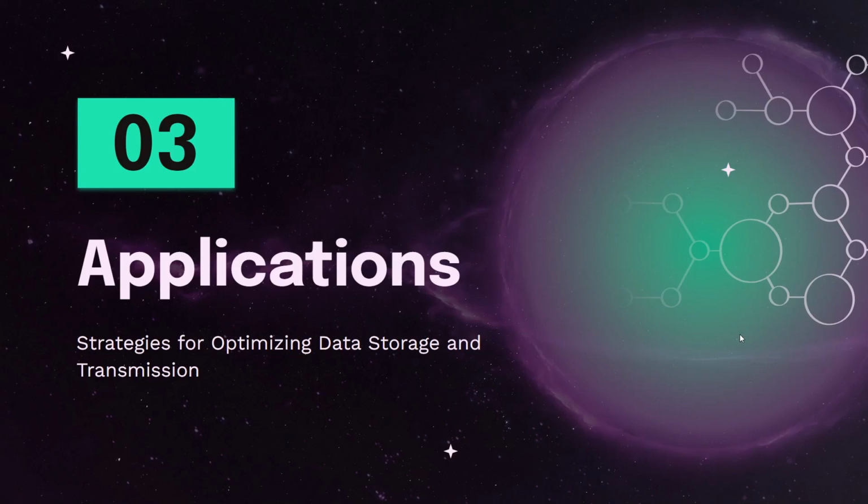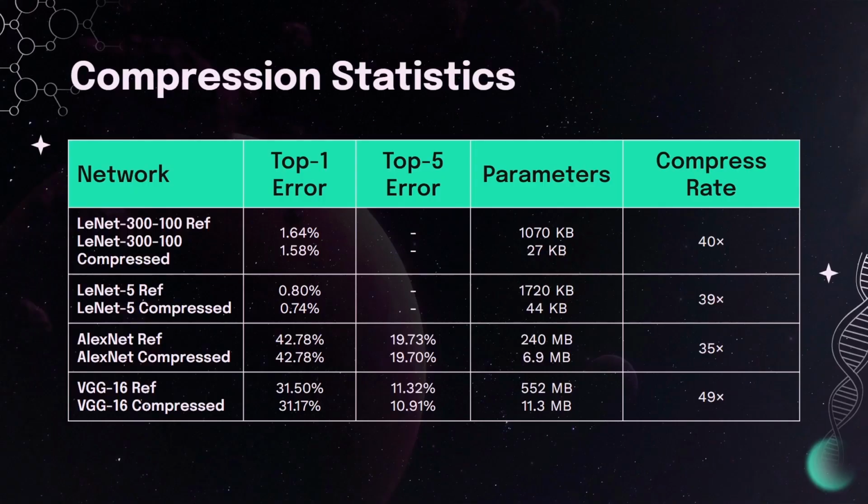Now, let's see some applications of model compression. Here are the model compression statistics. We have results for 4 models with their top 1 and top 5 errors and parameter sizes. As we can see, we have used models which are LeNets, AlexNet and VGG16. The first row represents the vanilla models without any compression, and the second row represents the compressed model statistics.